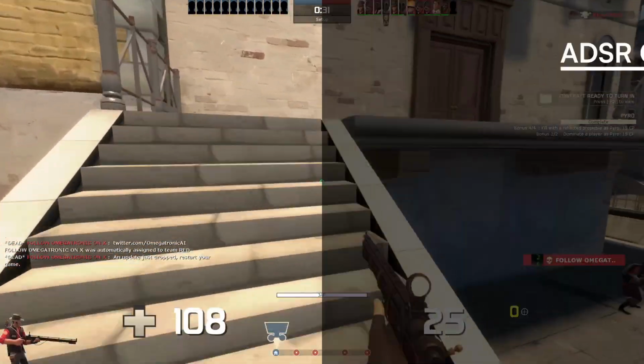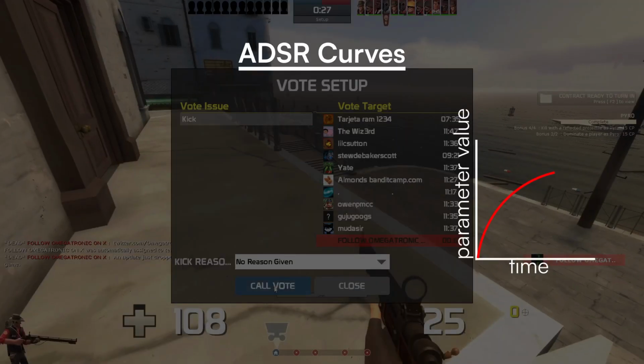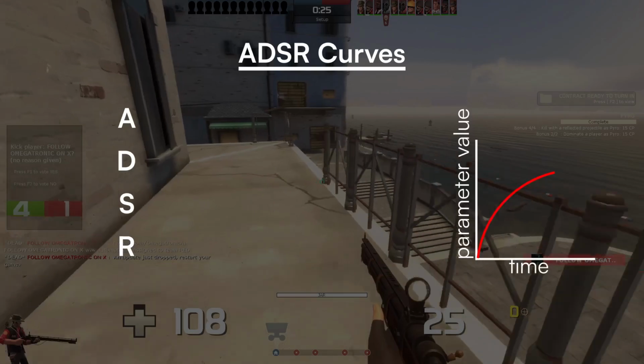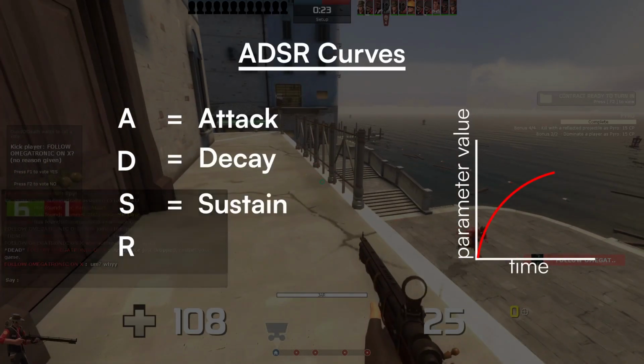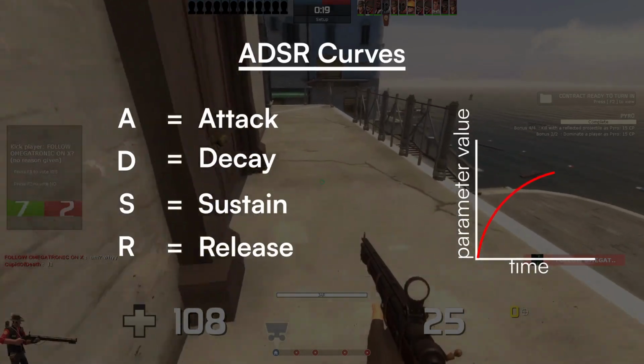ADSR curves define how an in-game parameter changes with input over time. ADSR stands for attack, decay, sustain, and release, which are terms used to define the various phases of a time versus parameter graph.